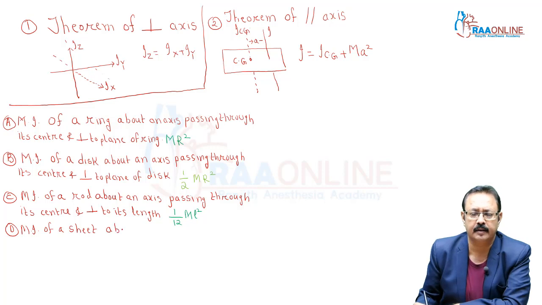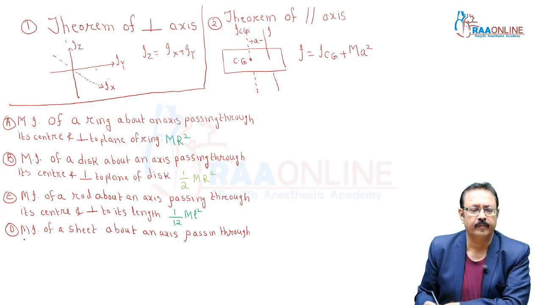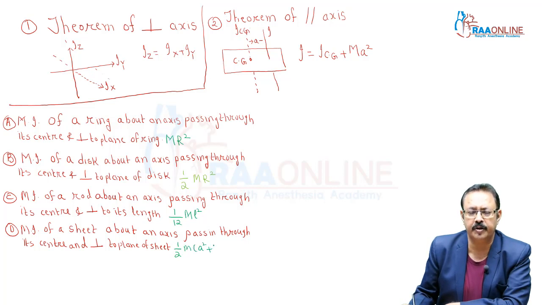about an axis passing through its center and perpendicular to the plane of the sheet is 1/12 m (a square plus b square), where a and b are the dimensions, length and width.